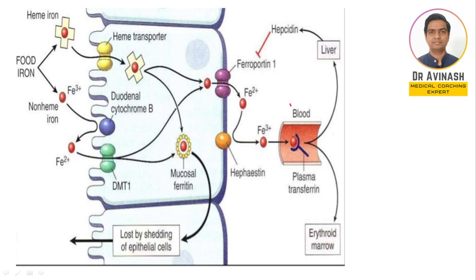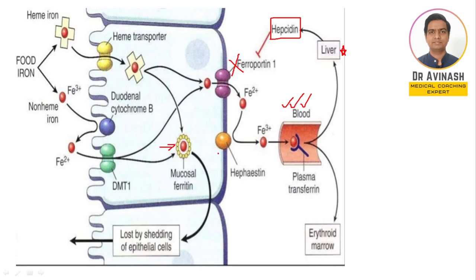Imagine there is enough iron in the blood. If there is too much iron in the blood, that excess iron stimulates the liver. The liver makes a protein called hepcidin, and hepcidin inhibits ferroportin 1. So when there is enough iron in the blood, via liver, hepcidin, ferroportin shuts down. So iron remains inside the duodenal epithelial cells in the form of mucosal ferritin.